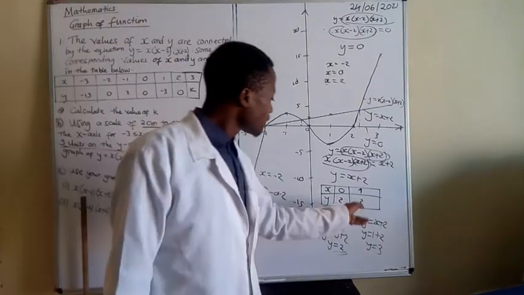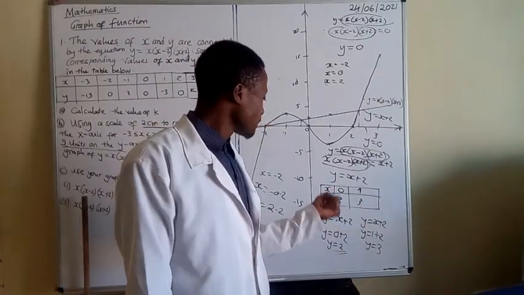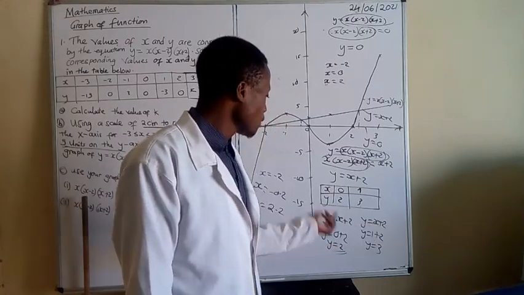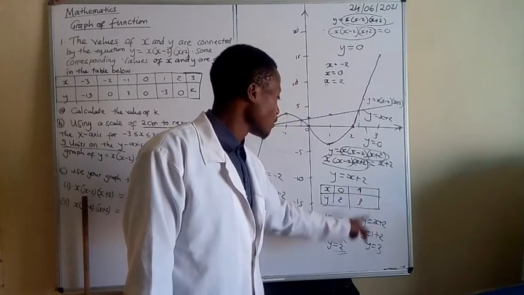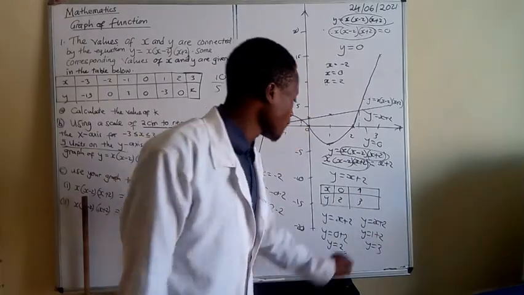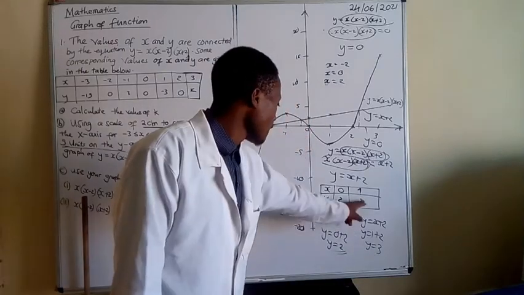Then, for the second value of y, we do the same thing. We're using the same equation: y is equal to x plus 2. While there is x, this time we are putting a 1. 1 plus 2, we are getting 3. So y is equal to 3.